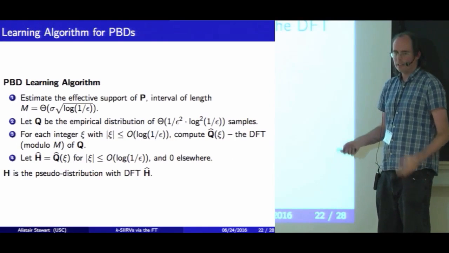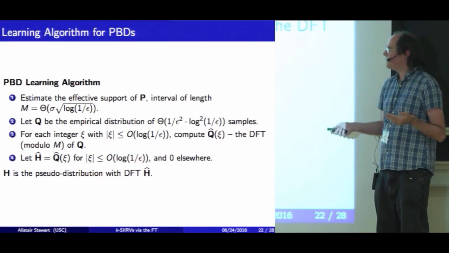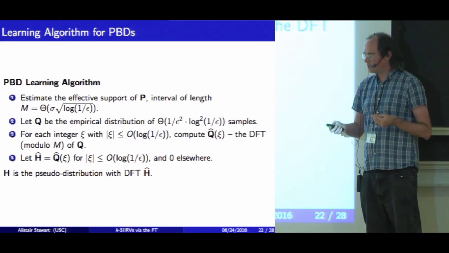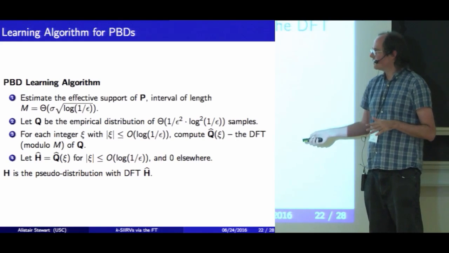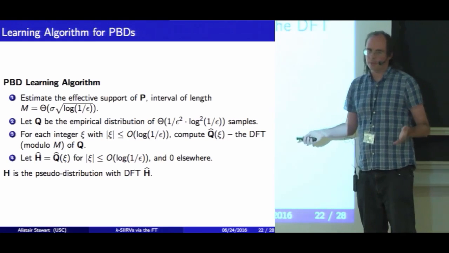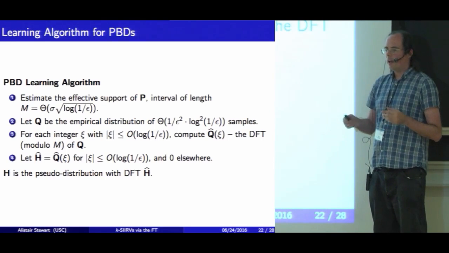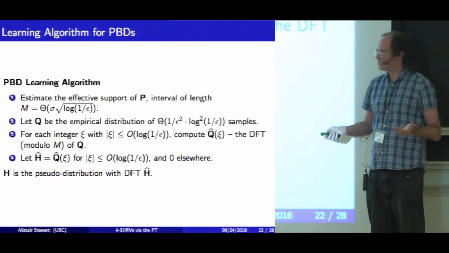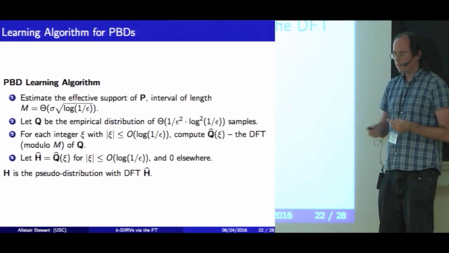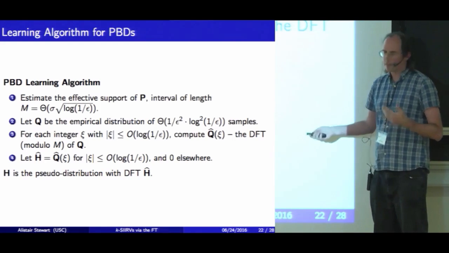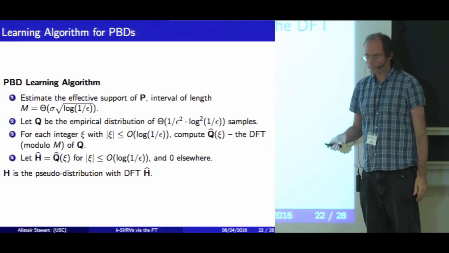More completely, we estimate the effective support using the mean and variance, and then we estimate the empirical discrete Fourier transform modulo the size of the support, but we only calculate it at log 1 over epsilon points. Everywhere else, we set the discrete Fourier transform to 0, because we know it's small. And we output this sparse discrete Fourier transform, which is the sparse discrete Fourier transform of our hypothesis.